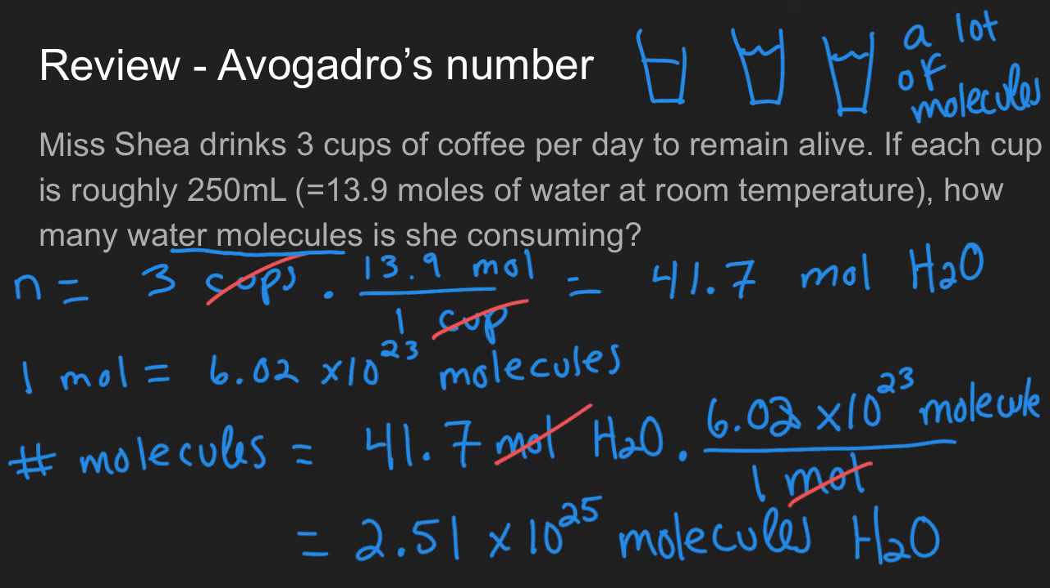And when I look at my answer of 2.51 times 10 to the 25th power, that is a big number. So in reality, my reality check makes sense. So my answer makes sense.